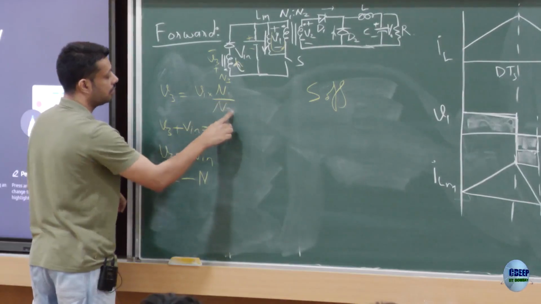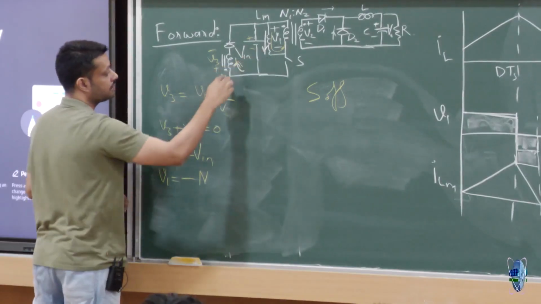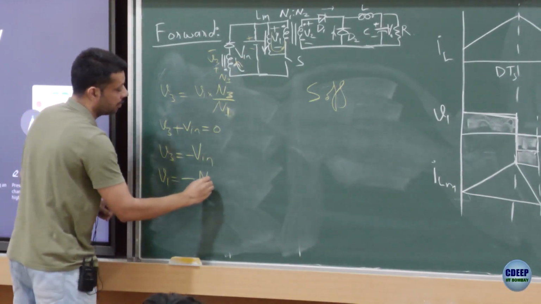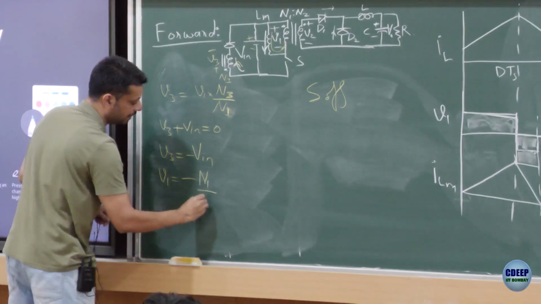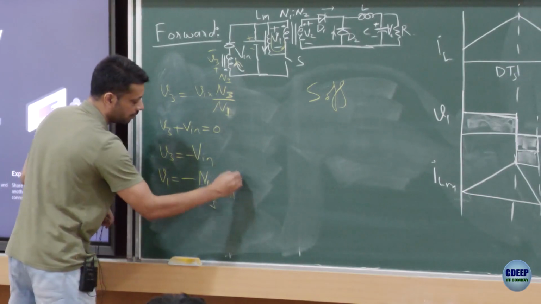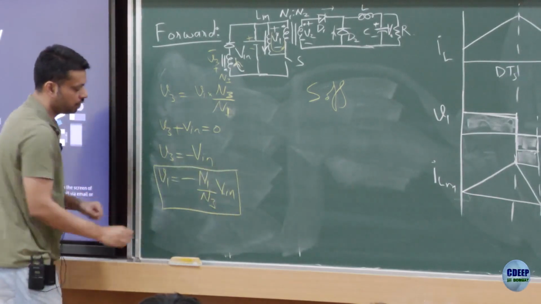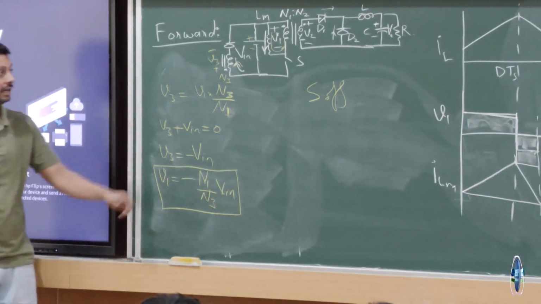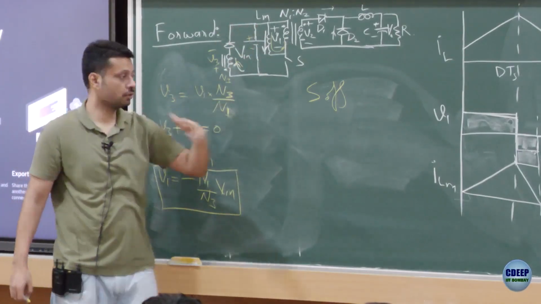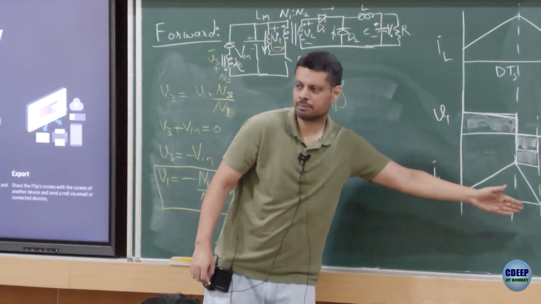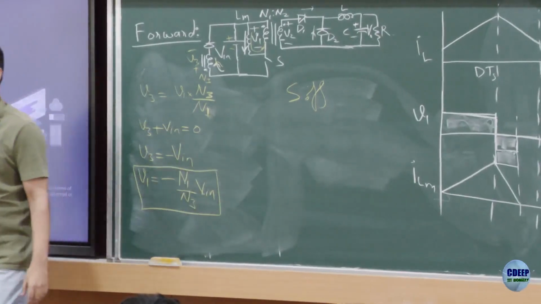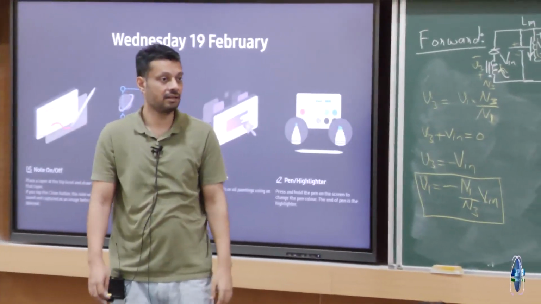Sorry, I have done this wrong, V3 is equal to V1 times N3 by N1, right. So V1 is equal to N1 by N3 times Vin, with a negative sign. So you get a negative voltage V1, right? This negative voltage gets applied across the inductor. So V equals L di by dt, so current will fall and it will come to 0 sometime. Now you have to adjust the turns ratio and everything so that the current becomes 0 before the start of the next cycle, right?